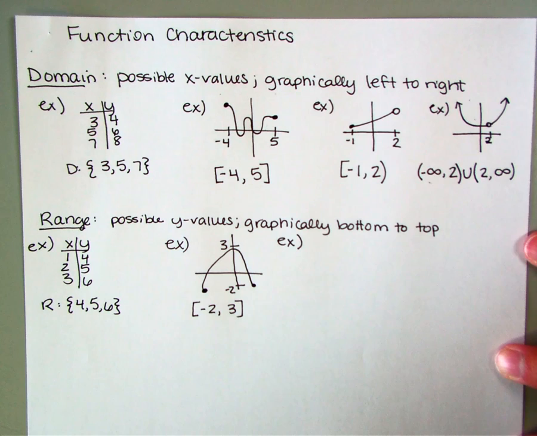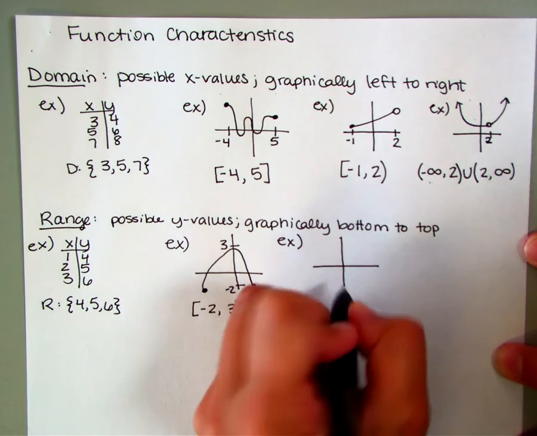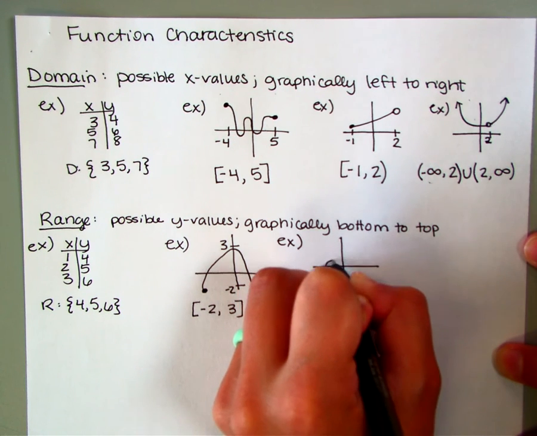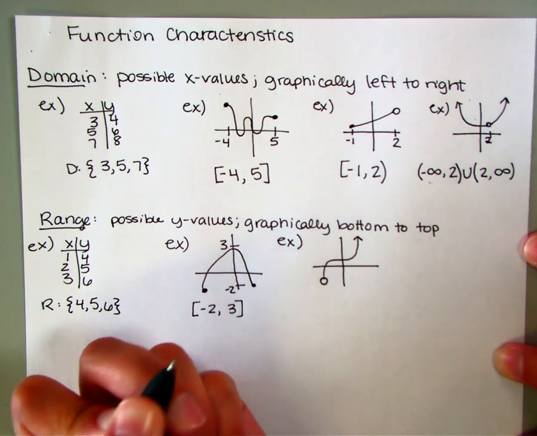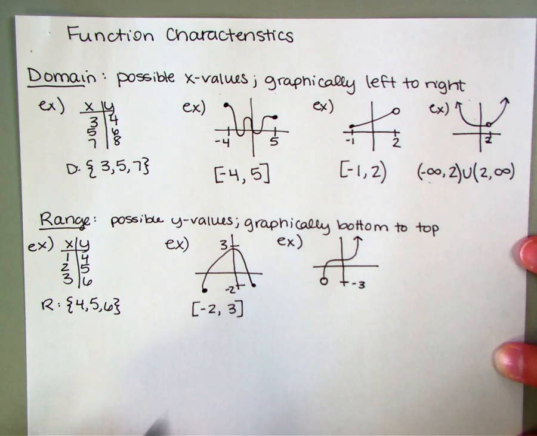Okay, so here we'll continue. Have another graph. We'll have an open circle. We'll make it look kind of like a cubic function. So we'll say this is -3.